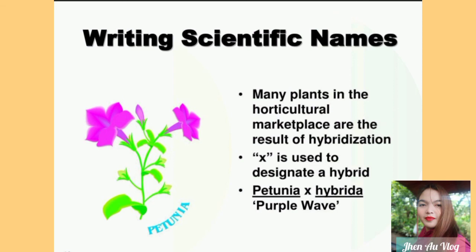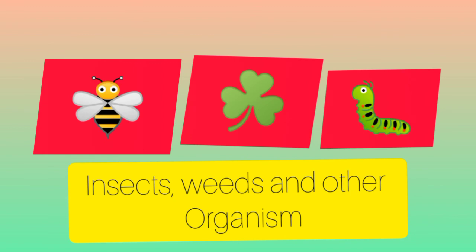Many plants in the horticultural marketplace are the results of hybridization. X is used to designate a hybrid, if it is mixed together or bred. For example, Petunia x hybrida or the Purple Wave. And that's all. Not only in plants, we can use it in weeds, in insects, and different organisms in the world. Okay, thank you.